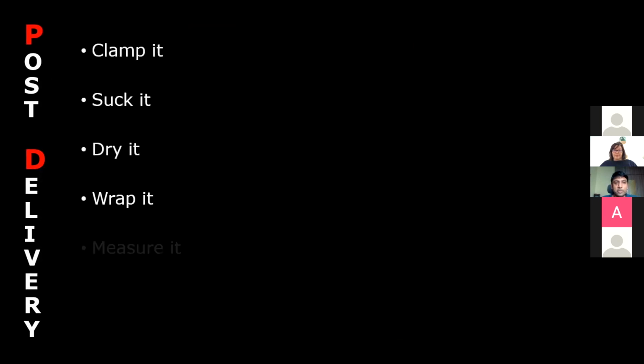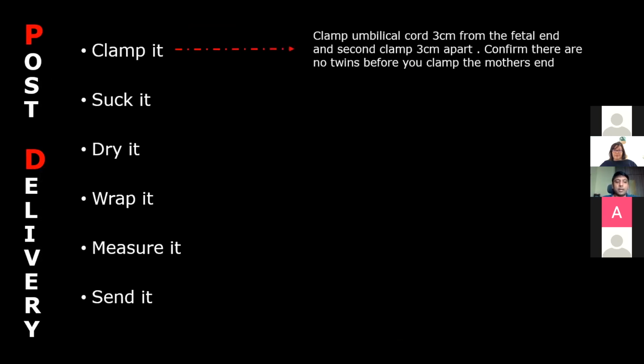So what are we supposed to do post-delivery? Fine, I have a baby delivered. So a few things that you could think about is you clamp it, you suck it, you dry it, wrap it, measure it, and send it. So you clamp 3 centimeters from the fetal end, and then put a second clamp 3 centimeters apart on the umbilical cord. Just make sure there are no twins before you clamp the mother's end.